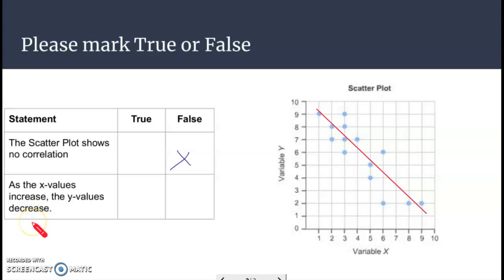And the next statement says, as x values increase, y values decrease. Yep, we saw that on the previous example. That is a true statement. As the x values increase, the y values are decreasing. All right, so hopefully that makes sense after looking at these examples.